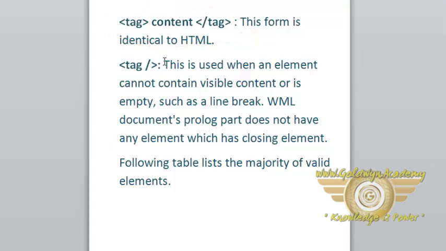For this type of closing tag, this is used when an element cannot contain visible content or is empty, such as a line break. WML document's prologue part does not have any element which has closing element. Following is the list for the valid elements.